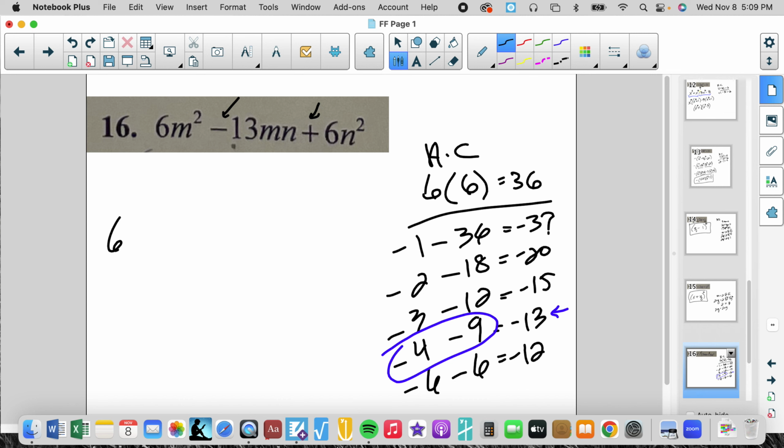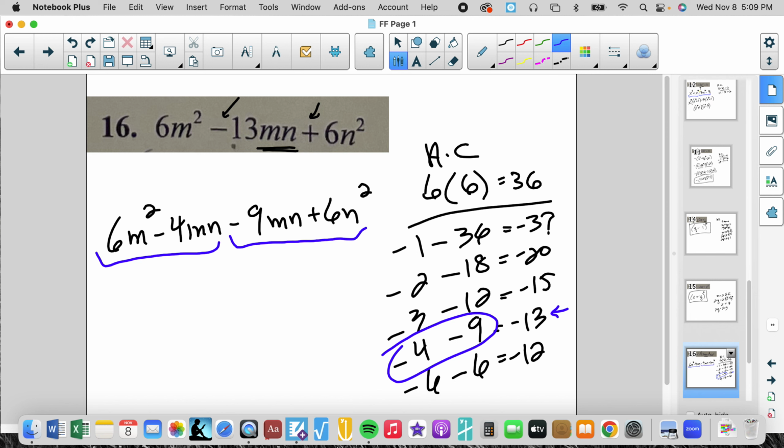So this becomes 6m squared. Now watch this. Minus 4mn. It's always going to be that variable. Minus 9mn plus 6n squared. Now this is the first time it's going to get really interesting when you factor by grouping.